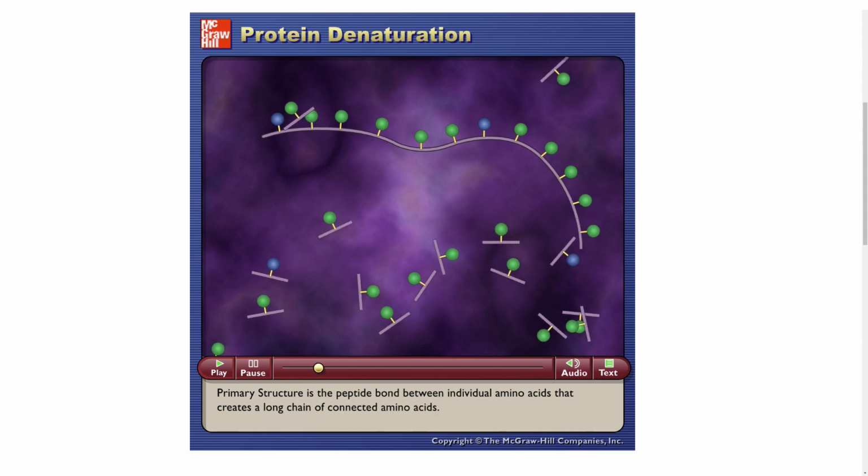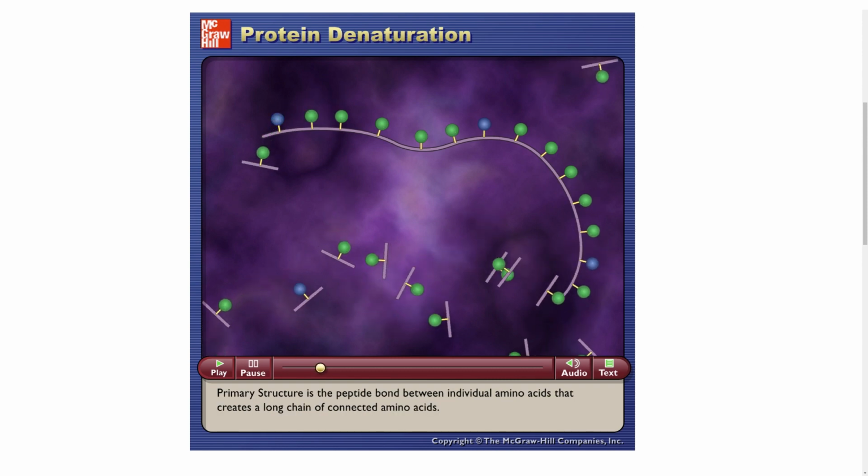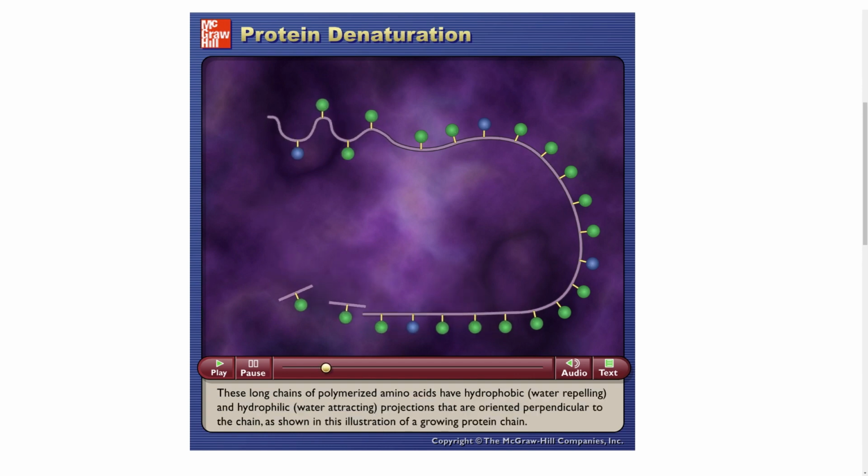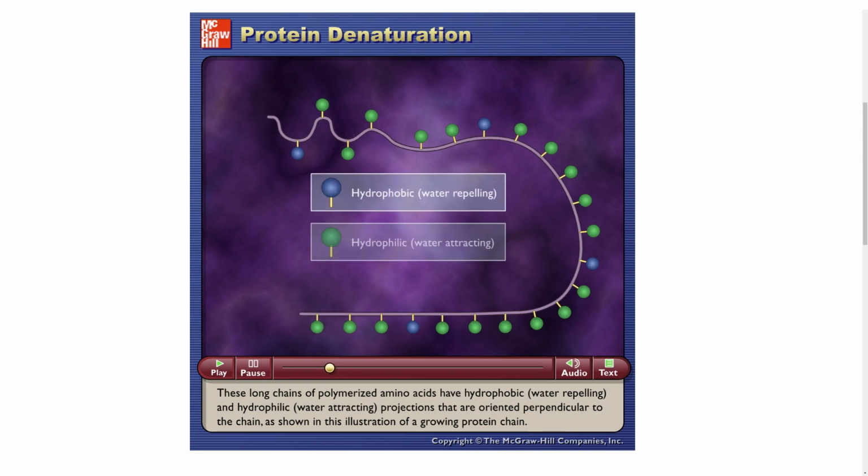Primary structure is the peptide bond between individual amino acids that creates a long chain of connected amino acids. These long chains of polymerized amino acids have hydrophobic, water-repelling, and hydrophilic, water-attracting projections that are oriented perpendicular to the chain, as shown in this illustration of a growing protein chain.